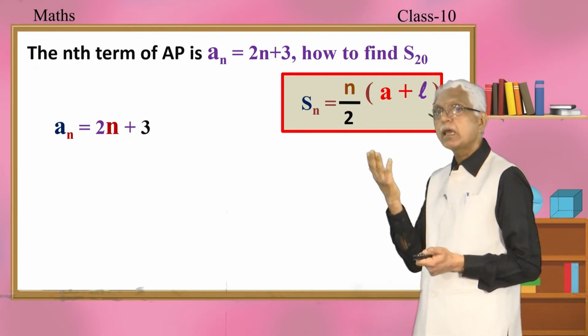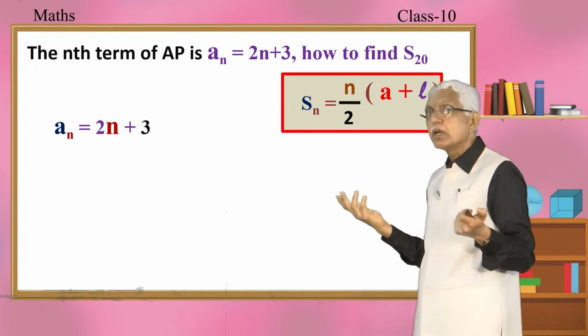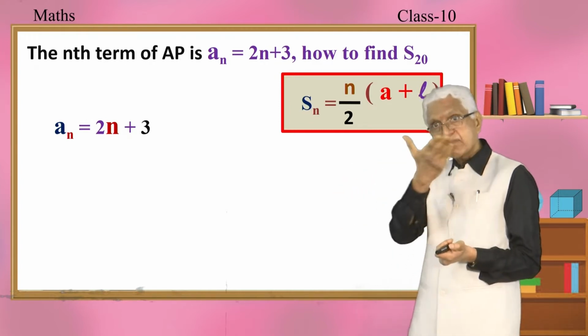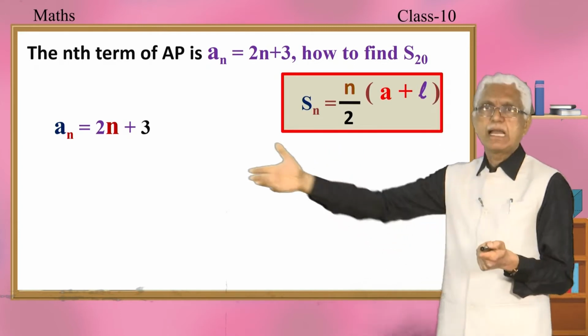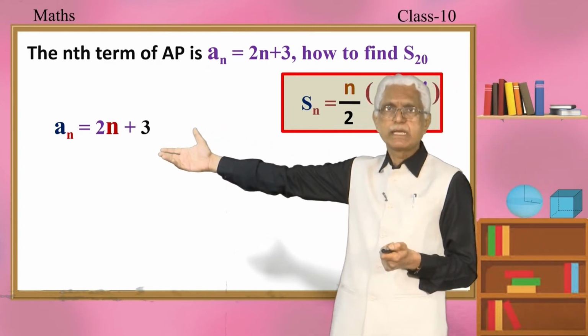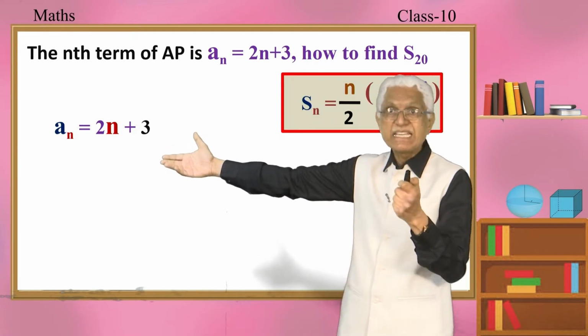Do you know a, the first term? No. Do you know l, the last term? No, because they have not given the series. They have only given you the nth term, right? Okay, I will start with this. An is equal to 2n plus 3. This is the nth term.